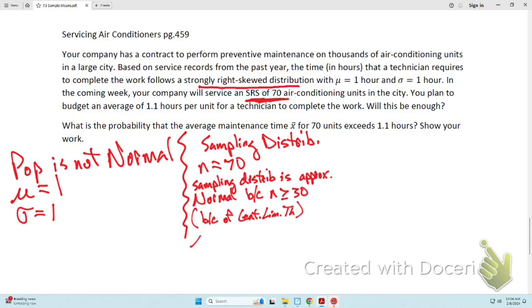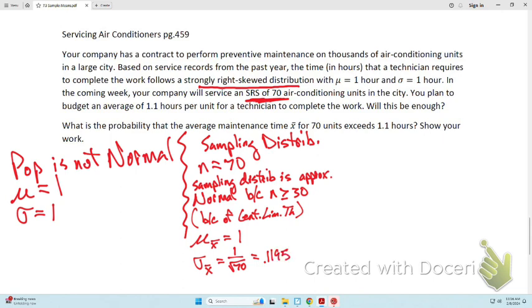Let's go ahead and finish up the sampling distribution characteristics. The mean of the sampling distribution will still be 1. Standard deviation of the sampling distribution will be 1 over square root of 70, which in this case is 0.1195.